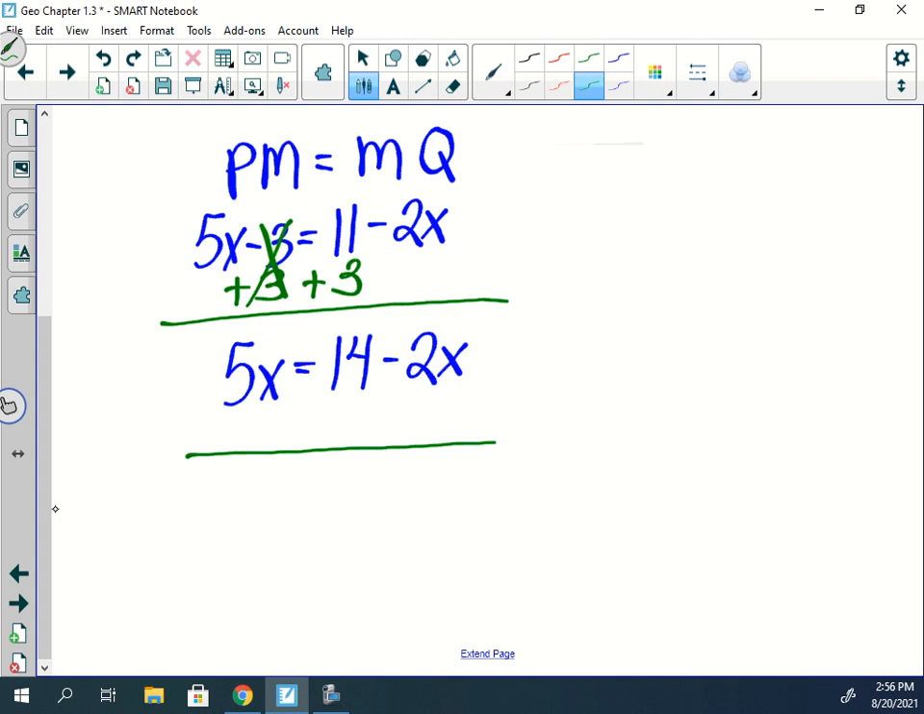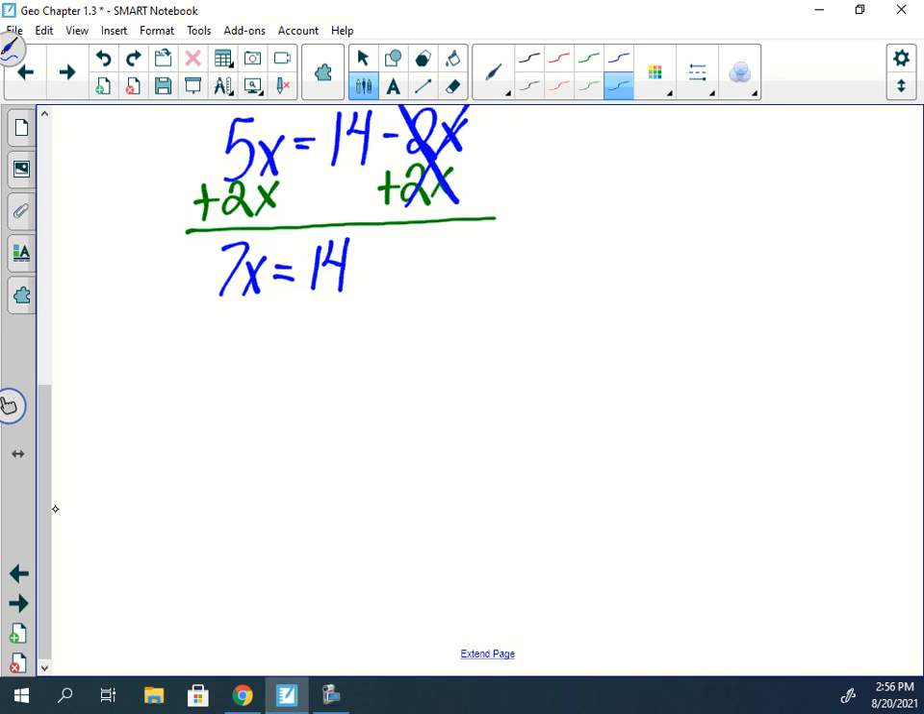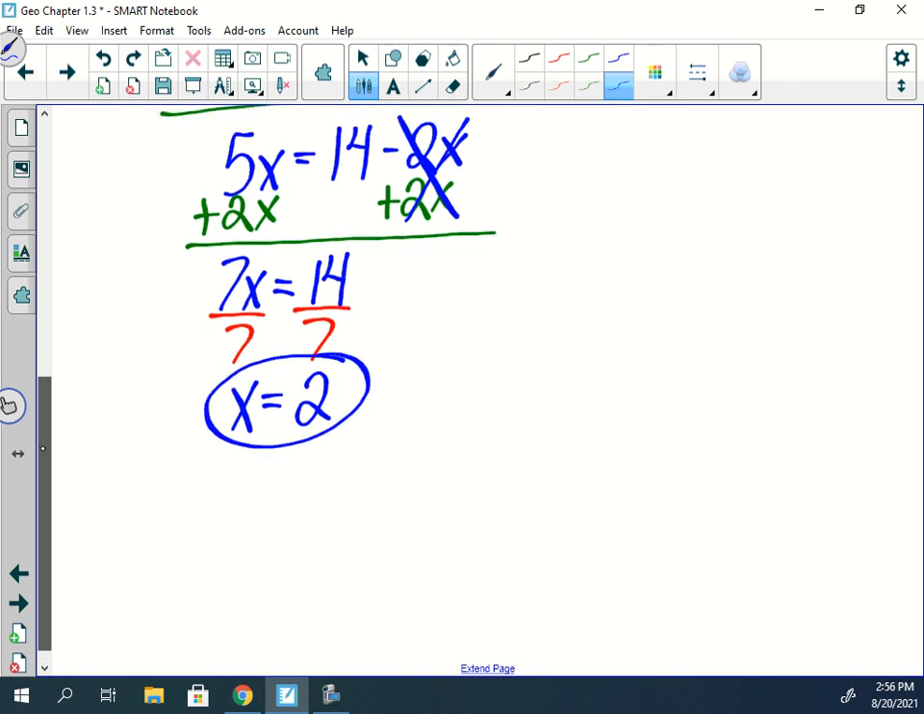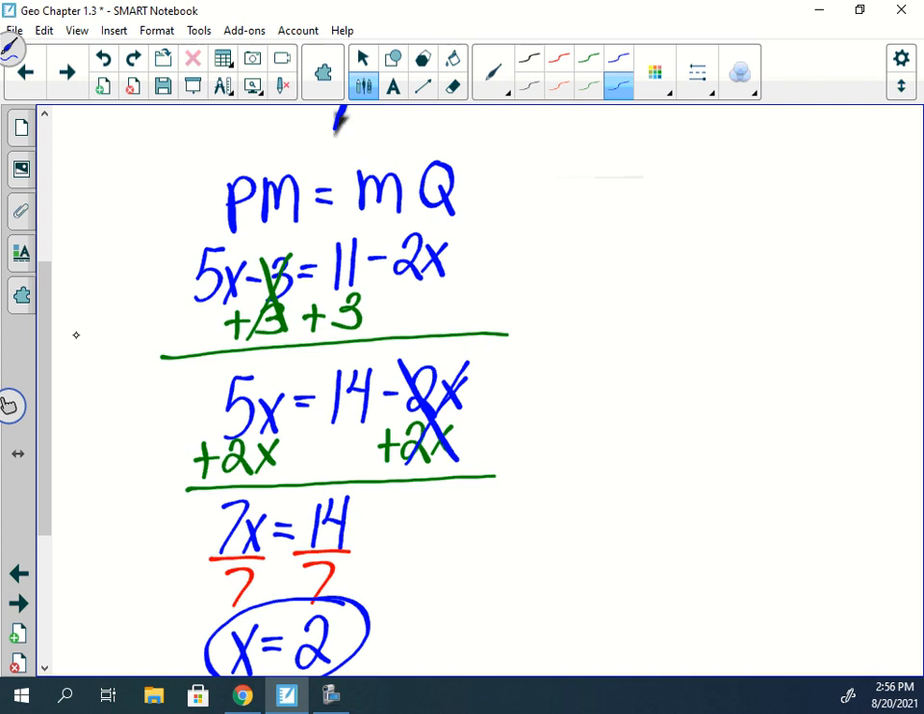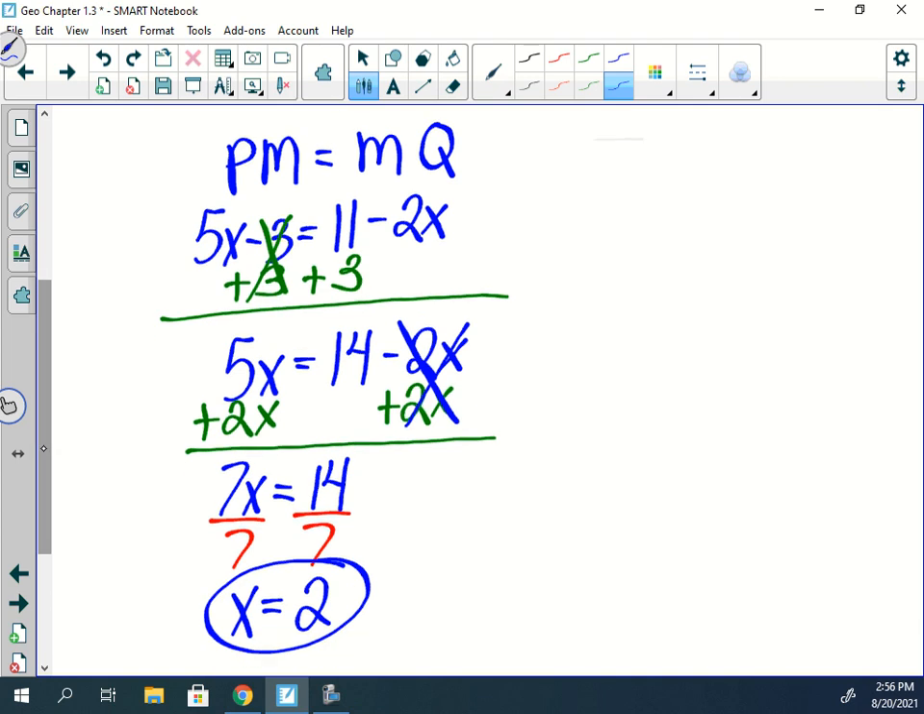So what we can do here is add 2x to both sides, because the negative 2x plus 2x would be 0. 5x plus 2x would tell us that 7x is equal to 14. And last but not least, what can we do? Divide both sides by 7, which tells us x is equal to 2. So we see that the value of x for this here will be 2.